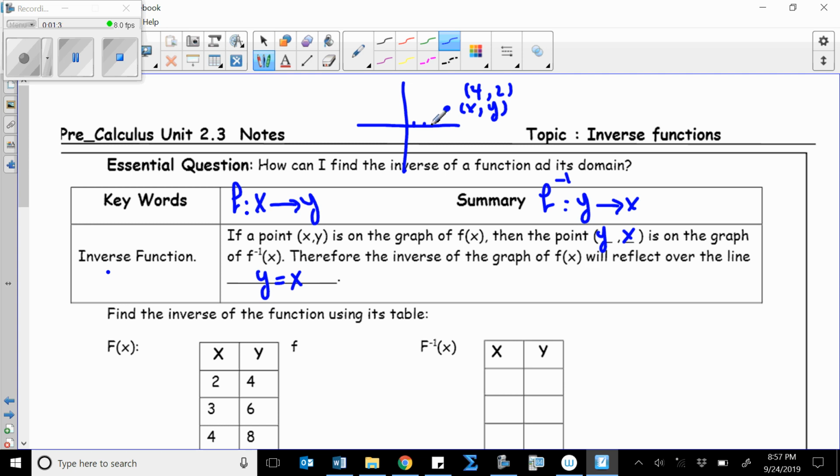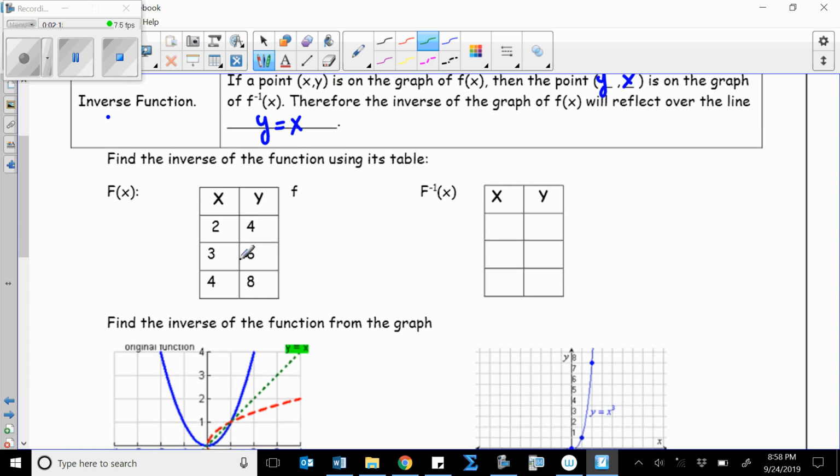Let's say if this was 4 and 2, now it's going to be 2 and 4, so it's going to be here. And this is actually a reflection over y equal to x. This is y equal to x. We know that if we have any point here on the other side of y equal to x, we can find a mirror of that point on the other side. So this means these 2 points are reflected over y equal to x. So f and f negative 1 are reflected over y equal to x because we just switch x and y's, and that gives us a reflection over y equal to x.